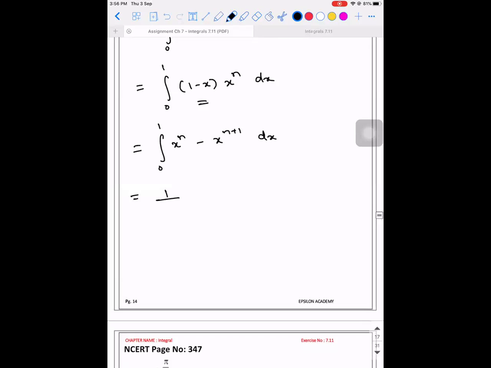So when you integrate and solve it, you will get 1 by n plus 1 minus 1 by n plus 2. You can solve and see. This part I am leaving to you. So this will be equal to 1 divided by (n plus 1) into (n plus 2). Both are right.